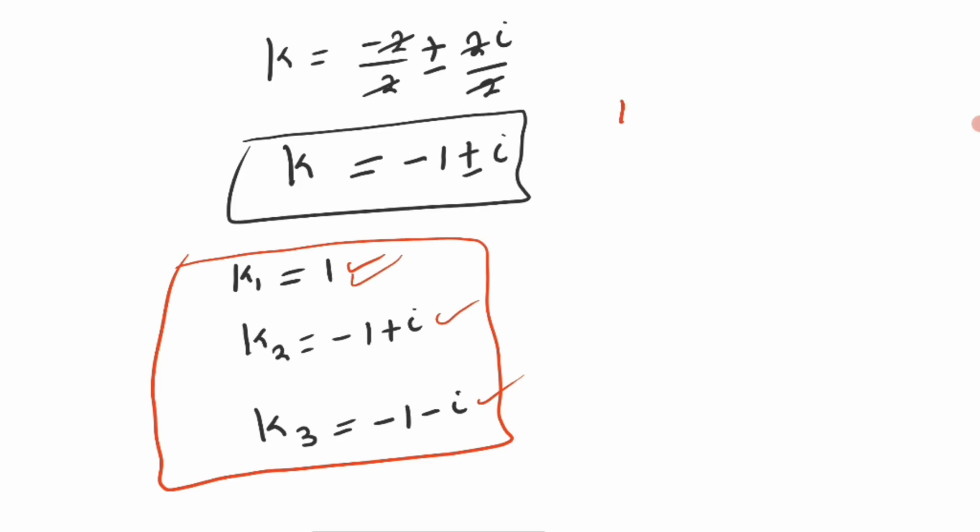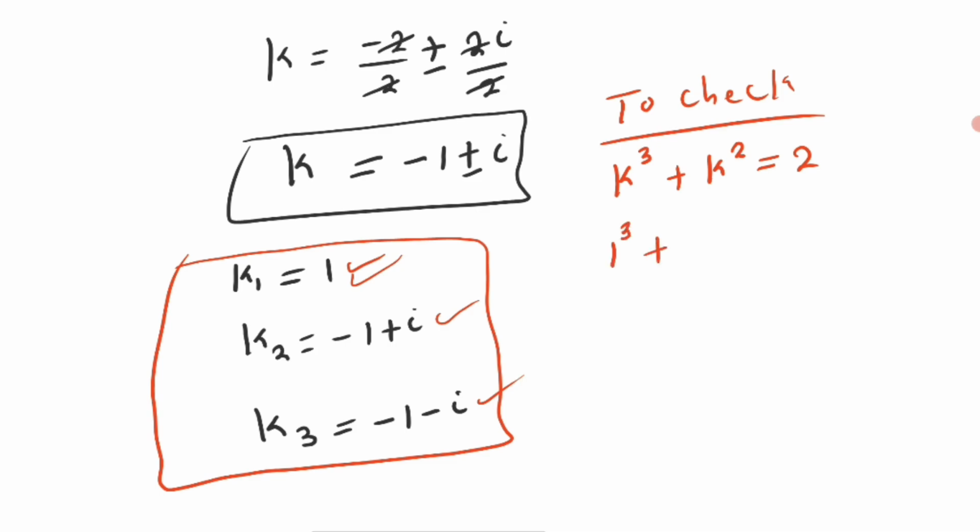To check, we have the given equation k raised to power 3 plus k square is equal to 2. Then if k is 1, we have 1 raised to power 3 plus 1 square must be equal to 2. 1 raised to power 3, this is 1, plus 1 square, 1, must be equal to 2. 1 plus 1, this is 2, is equal to 2, which is true.